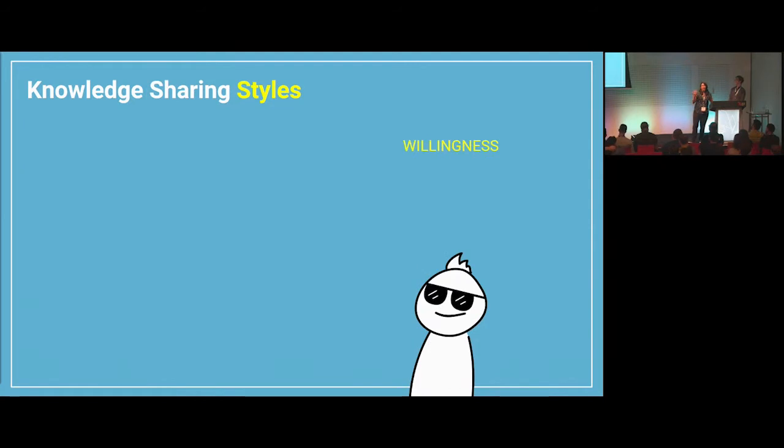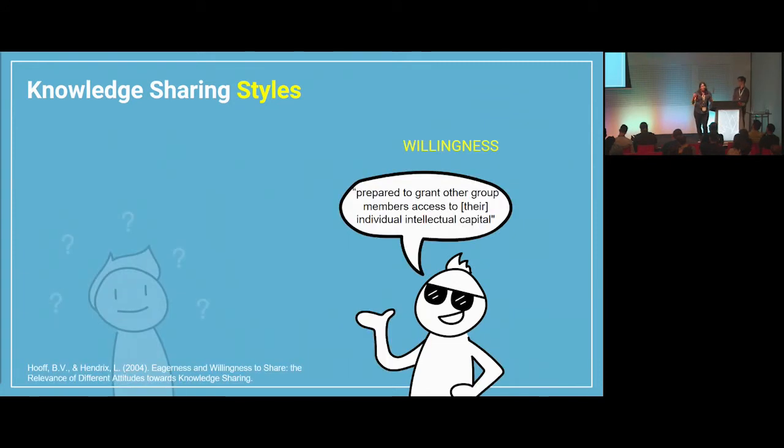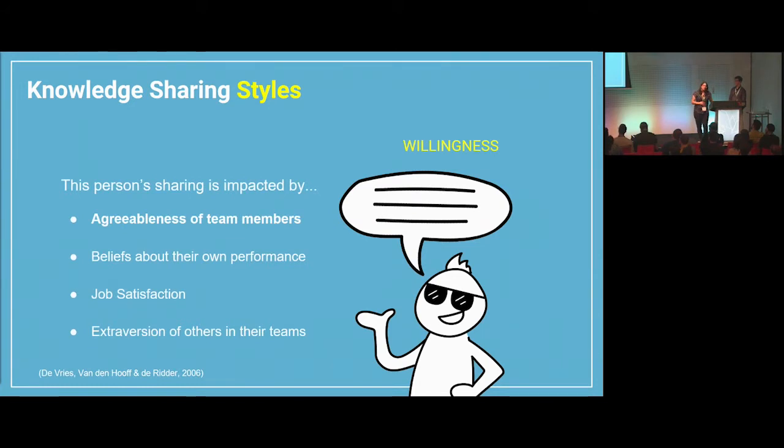The other side is willingness. So a person with a willingness to share information will also give out their information, but mostly only if they're asked. What they're paying more attention to is how the rest of the room is going. So this relates mostly to agreeableness. So if the rest of the people in the group, it's like, I feel these people value my opinion. I feel like I could be helpful to the team and I want to help the team.